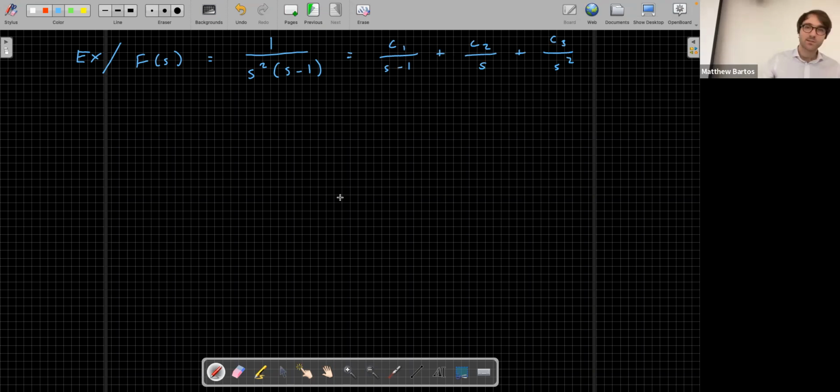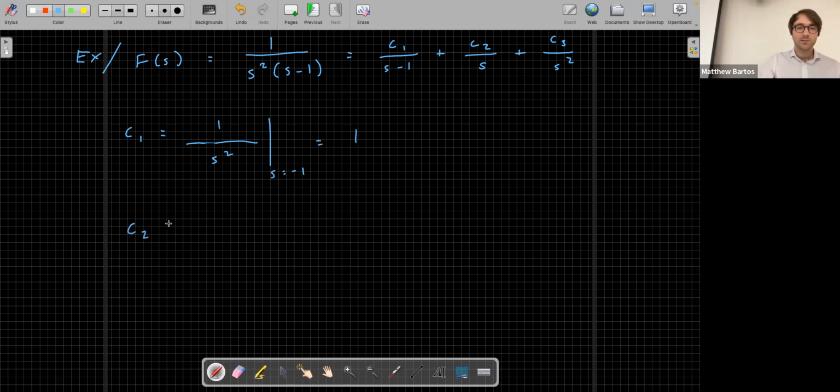So let's go ahead and start with the easy root. Let's find C1 first. We know that if we multiply through by (s minus 1), we get that C1 is equal to (s minus 1) times 1 over s squared (s minus 1). So C1 is equal to that evaluated at s equal to 1. Sorry, the (s minus 1) in the numerator goes away. So we'll get 1 over s squared, and this will just become 1 when we evaluate it at s equal to 1.